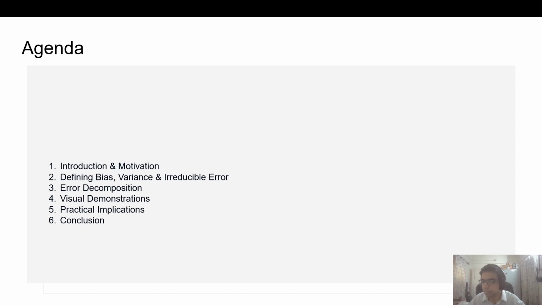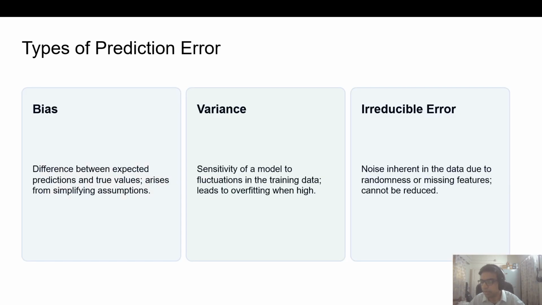So, starting with the first slide, which is discussing types of prediction error. So in supervised learning, prediction error comes from three sources, starting with bias, which is the difference between a model's expected prediction and the true value. High bias often means our model is too simplistic and misses important patterns.